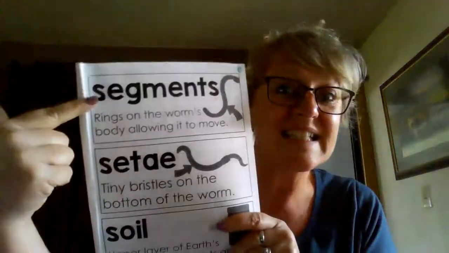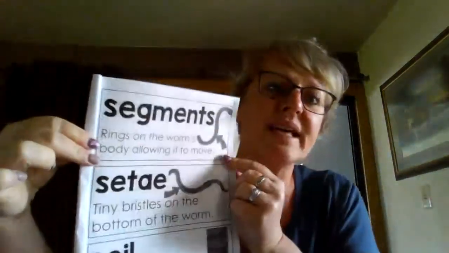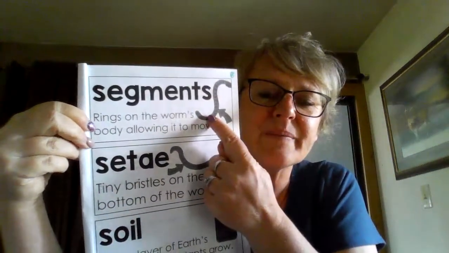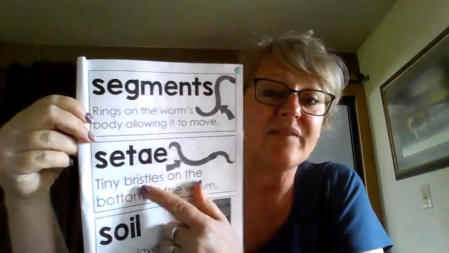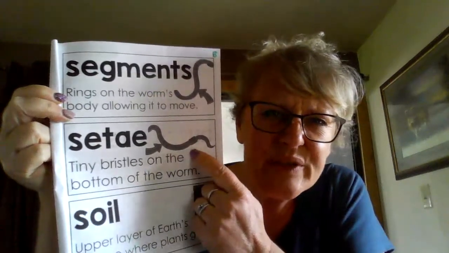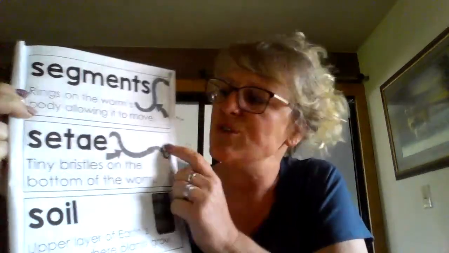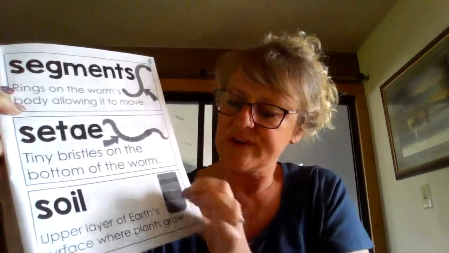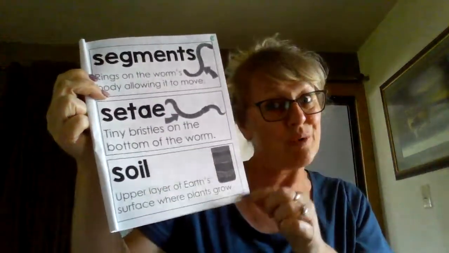Page 8, segments. The rings on the worm's body allowing it to move. Segments, these rings on the body. Setae, tiny bristles on the bottom of the worm. Cool. There's little bristles and they have their own special name. They help the worm move too. Soil, the upper layer of the earth's surface where plants grow.